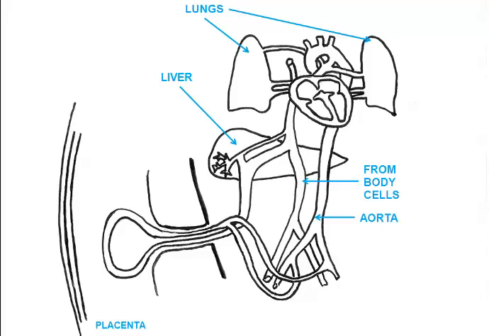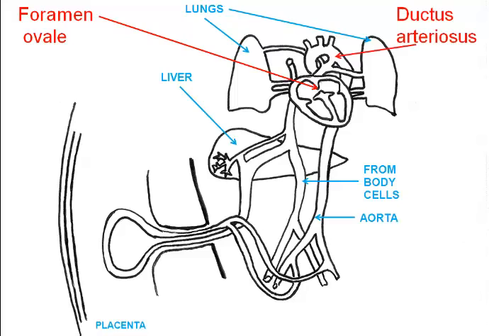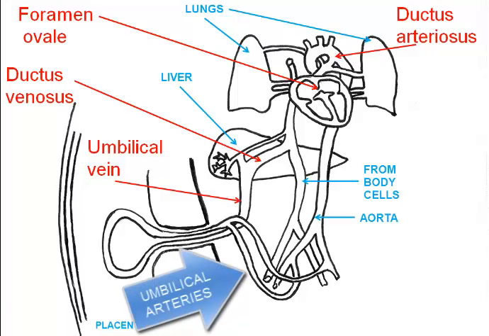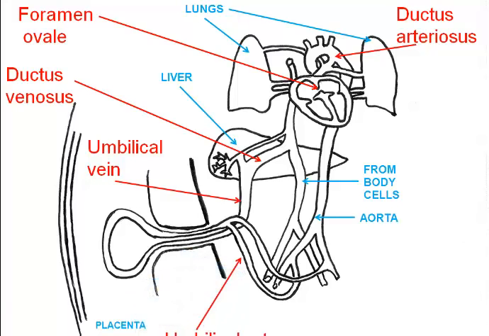There are also some modifications. There are four major modifications in fetal circulation. One is the foramen ovale, a hole in the septum between the right and left atrium. The ductus arteriosus, a connection between the pulmonary arteries and the aorta. The ductus venosus, which we'll discuss in a moment. And of course the umbilical vein and the umbilical arteries.